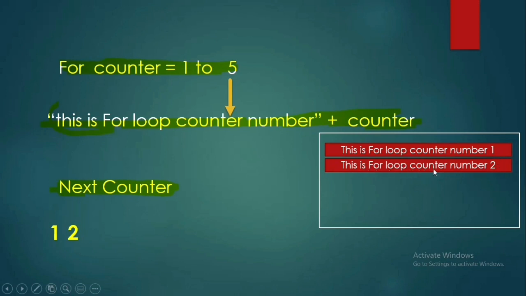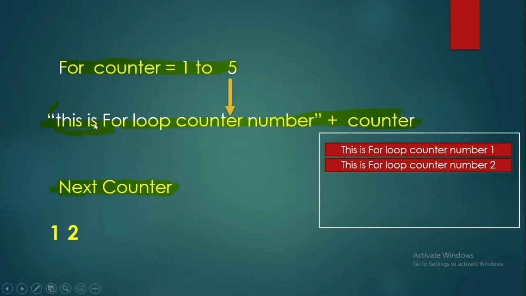This is for loop counter number 2, because the counter value is 2 now over here. Again, see, this is looping, and now again we reached at this point. Is the counter value equal to 5? No, the counter value is equal to 2. What will happen? It will go again at the beginning of the loop over here. Now the counter is increased by 1 again.